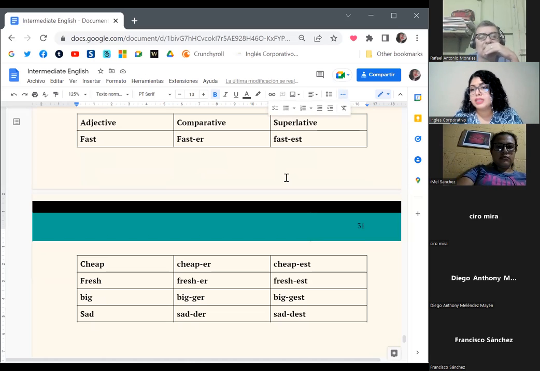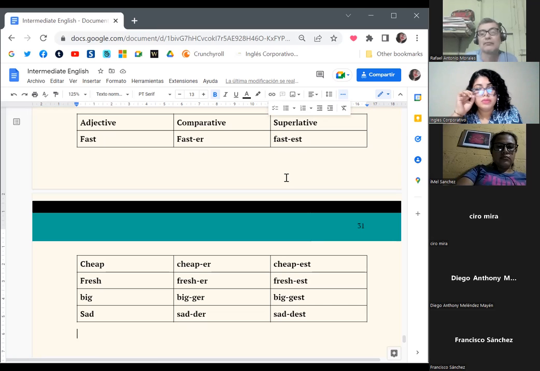So here we have the examples like this. You have to write it like this in some cases, but in this case, it's just one syllable words. We have two syllable words, and also three syllable words. In that case, in many cases, we are going to use more for comparative and most for superlative. So we use more when the word is long, and most for the superlative one. And also we have the irregular adjectives, and some exceptions that we have in all of the topics in English.